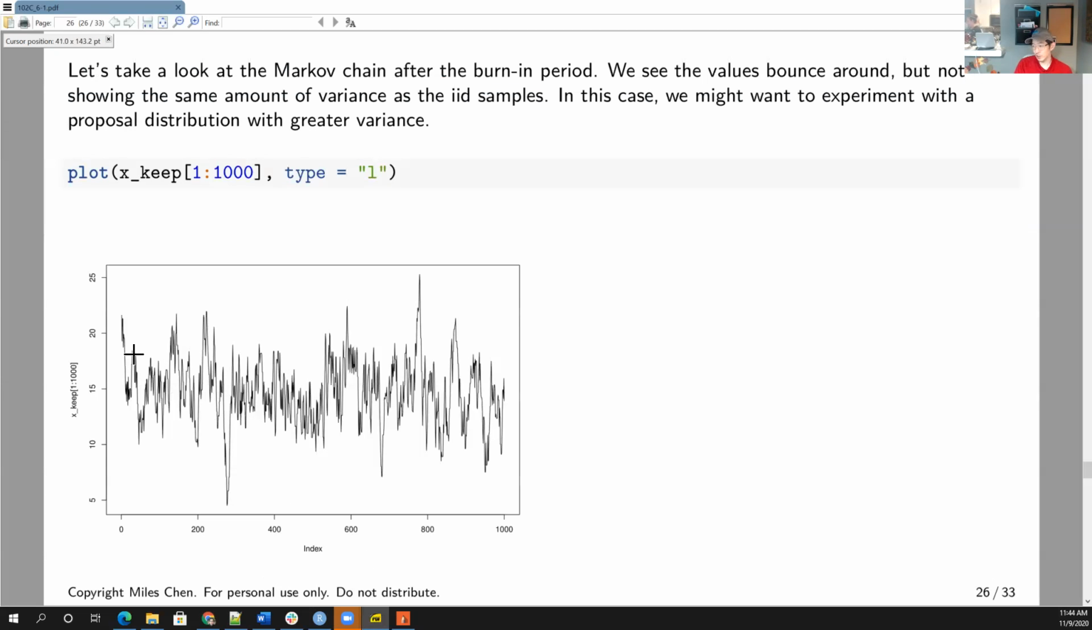That's because our proposal distribution is always going to propose a value somewhere between 3 above and 3 below my current value. So we can see there's definitely some kind of path, and the next value that comes up is related to the current value that I have. When you're doing Markov chain Monte Carlo, you want to experiment and try out different proposal distributions and see the performance of these things. You want to try adjusting the variance of your proposal distribution.